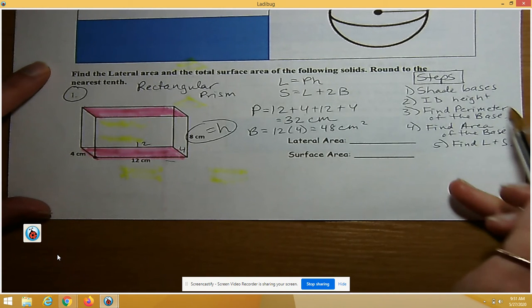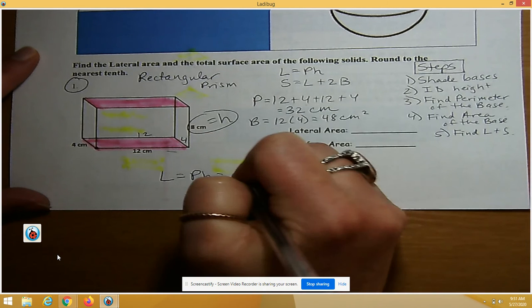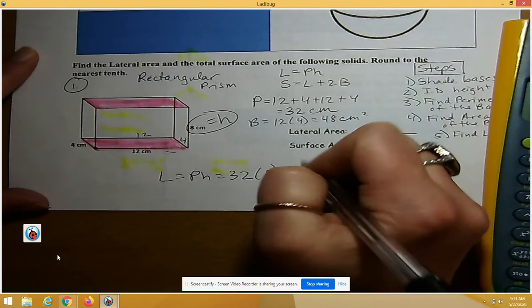All right, so now when I do the lateral area, it's the perimeter times the height. So the perimeter was 32 and the height was 8. So I'm going to take my calculator and do 32 times 8, and I get 256. Area is always in units squared.